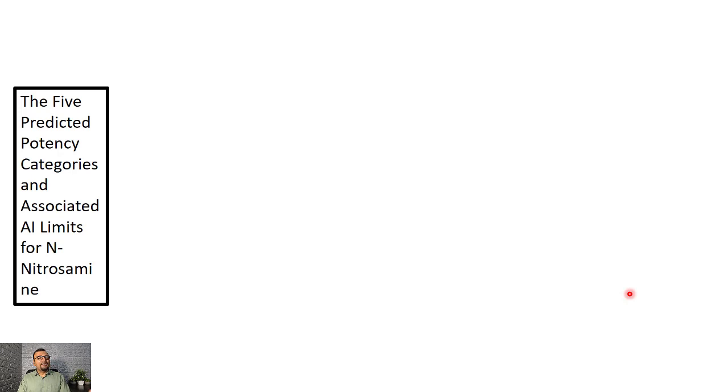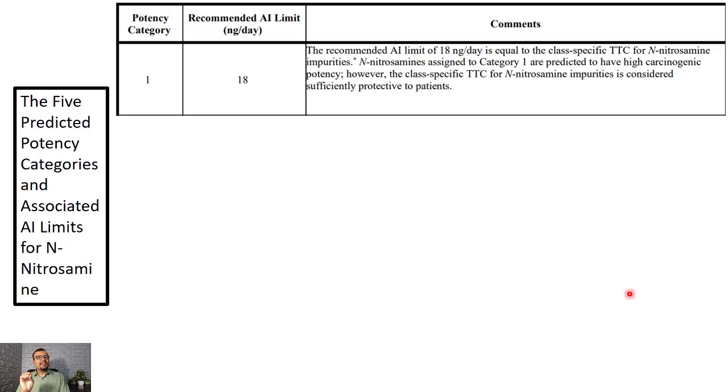So how these 5 different potency categories are defined and their limits have been discussed in a few of the previous slides. So potency category 1 means what? It is the most potent nitrosamine, isn't it? And the recommended acceptable intake you can see is 18 nanograms per day. This particular limit is defined from the class-specific TTC. You must have seen this 18 nanograms per day acceptable intake in the EMA's nitrosamines guideline.